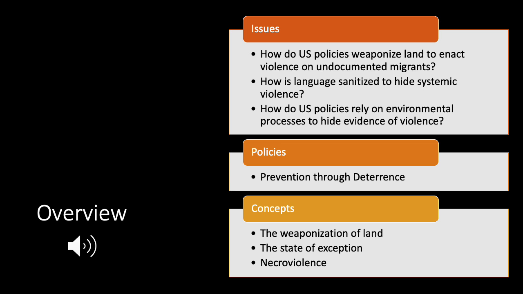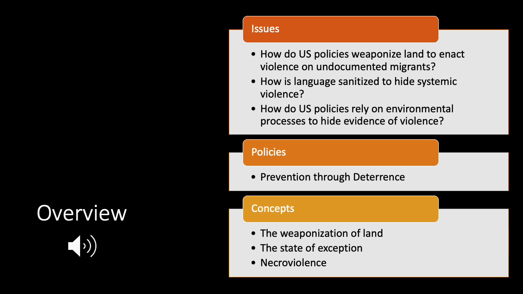That violence is then sanitized in the language used by policy and the way we talk about these things. So how does language function to sanitize and to hide systemic violence? And then how do U.S. policies also rely on those same kinds of environmental processes to then hide the very evidence of the violence, to hide, for example, the bodies themselves?